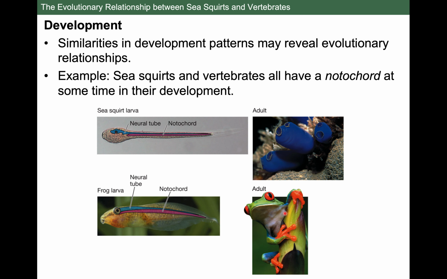So that's not going to be very helpful. But if we look at the developmental stages and compare those between a sea squirt larva and a frog larva, all of a sudden now we do see some structures in common. So they both have what's called a neural tube and a notochord. So there is some similarity there, which might suggest some common ancestry at some point, right? So by including that developmental comparison, we're getting some useful information that we would have missed if we were just looking at the adults.